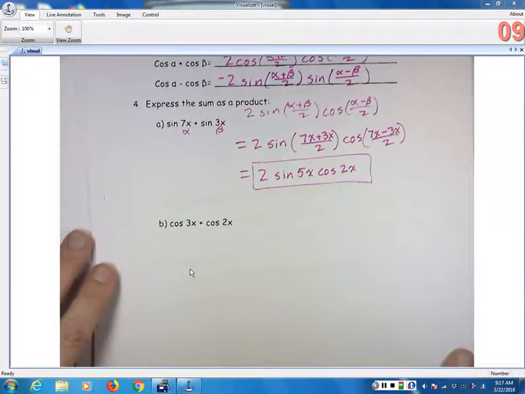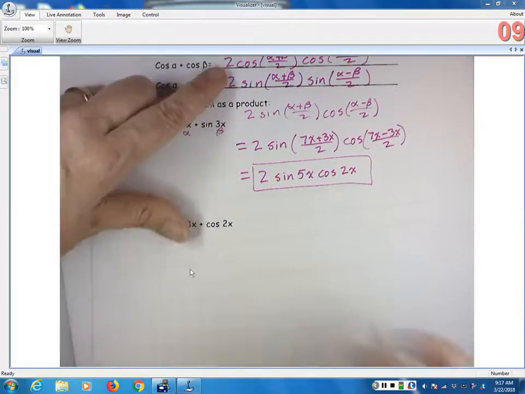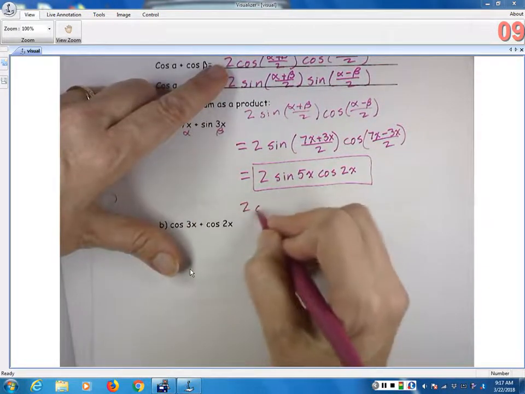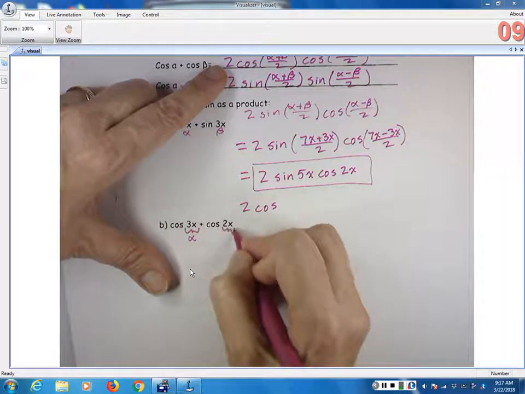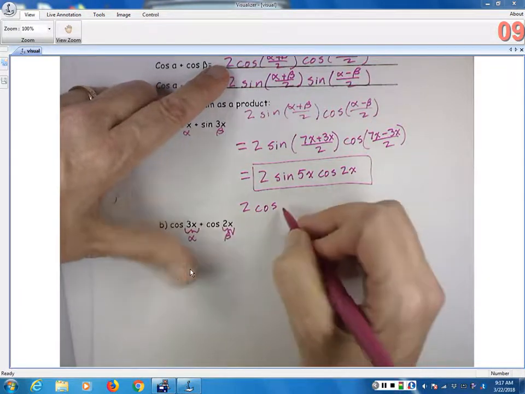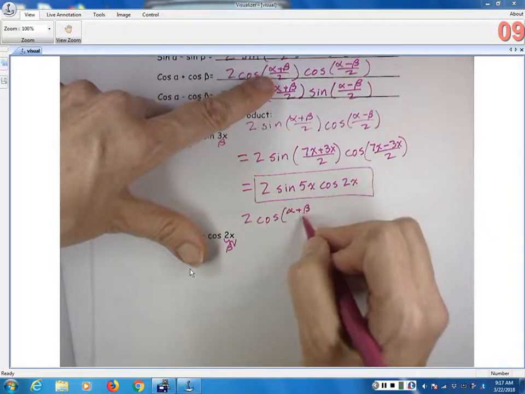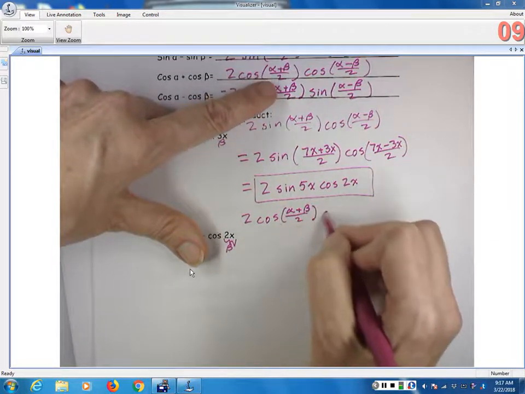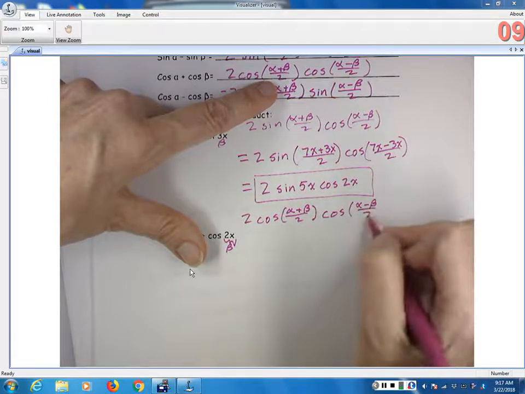The last one is the sum of 2 cosines. So I'm going to copy the formula down. Of course, this is my alpha, this is my beta. 2 cosine of (alpha plus beta) over 2, cosine of (alpha minus beta) over 2.